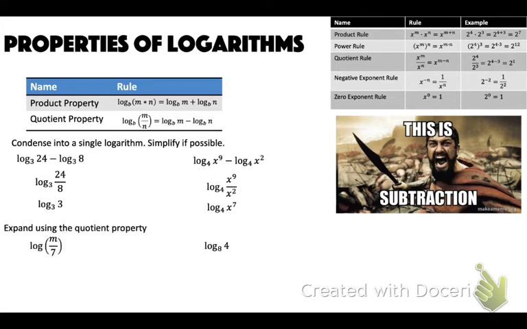Okay, what if we wanted to expand? So let's expand these. So if we have log of m over 7, well, that's the same as log of m minus log of 7. For the log base 8 of 4, we could rewrite that as 8 divided by 2. You could have also done like 16 divided by 4 or 32 divided by 8. So I'm just going to do 8 divided by 2, which can be rewritten as log base 8 of 8 minus log base 8 of 2. Okay, so subtraction goes with division.